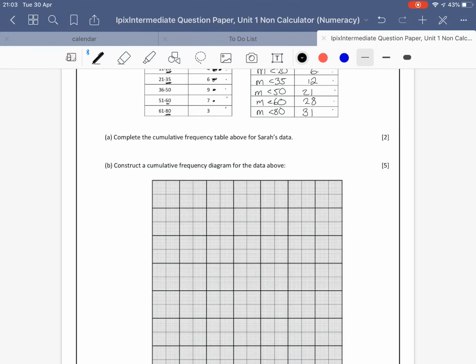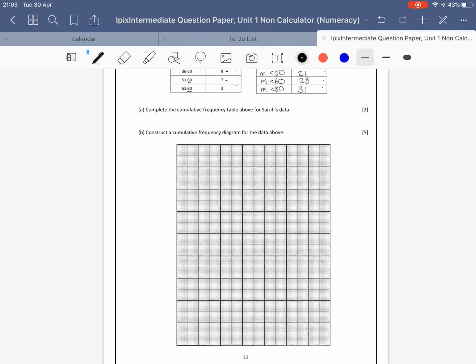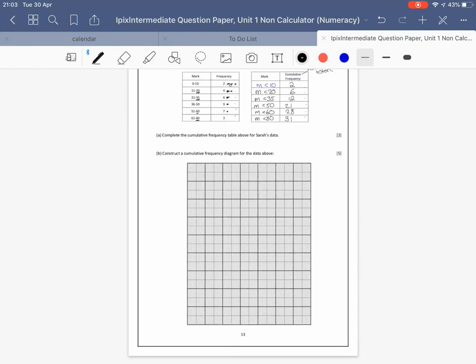Construct a cumulative frequency diagram for the data. Right, we need a grid.